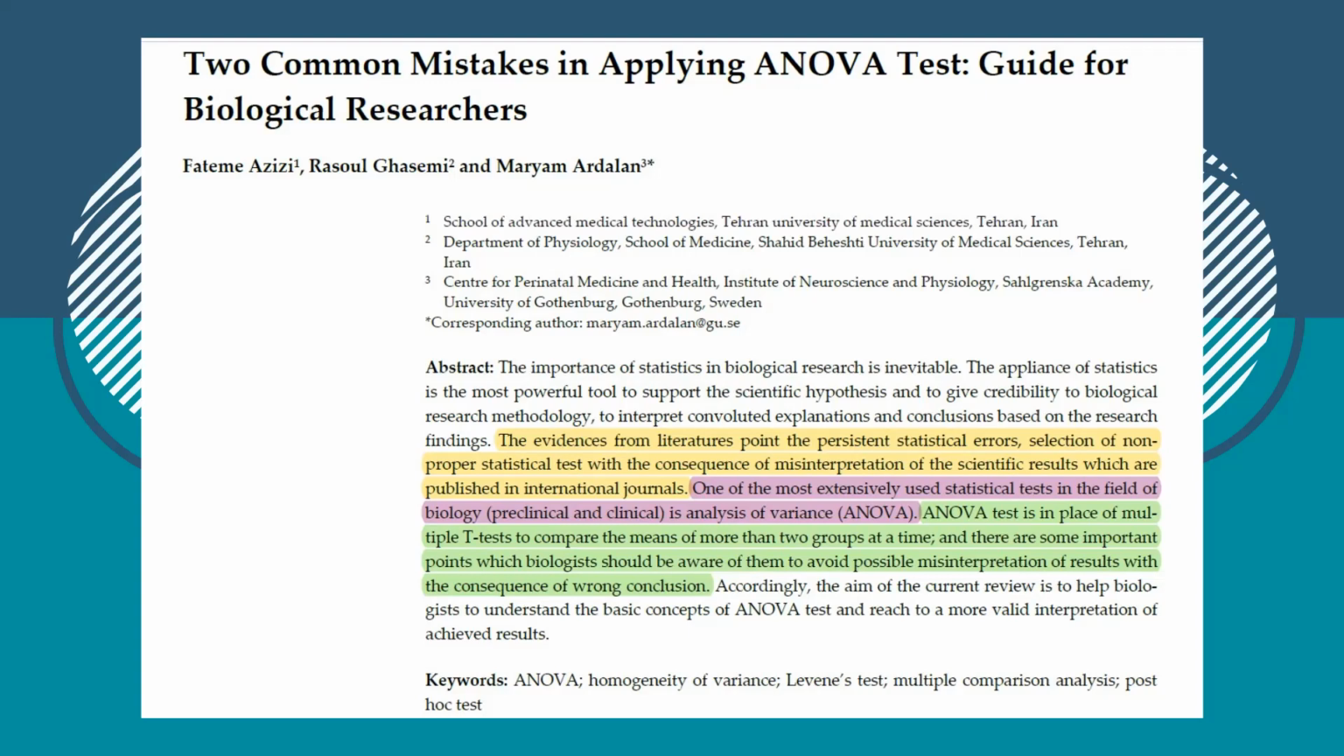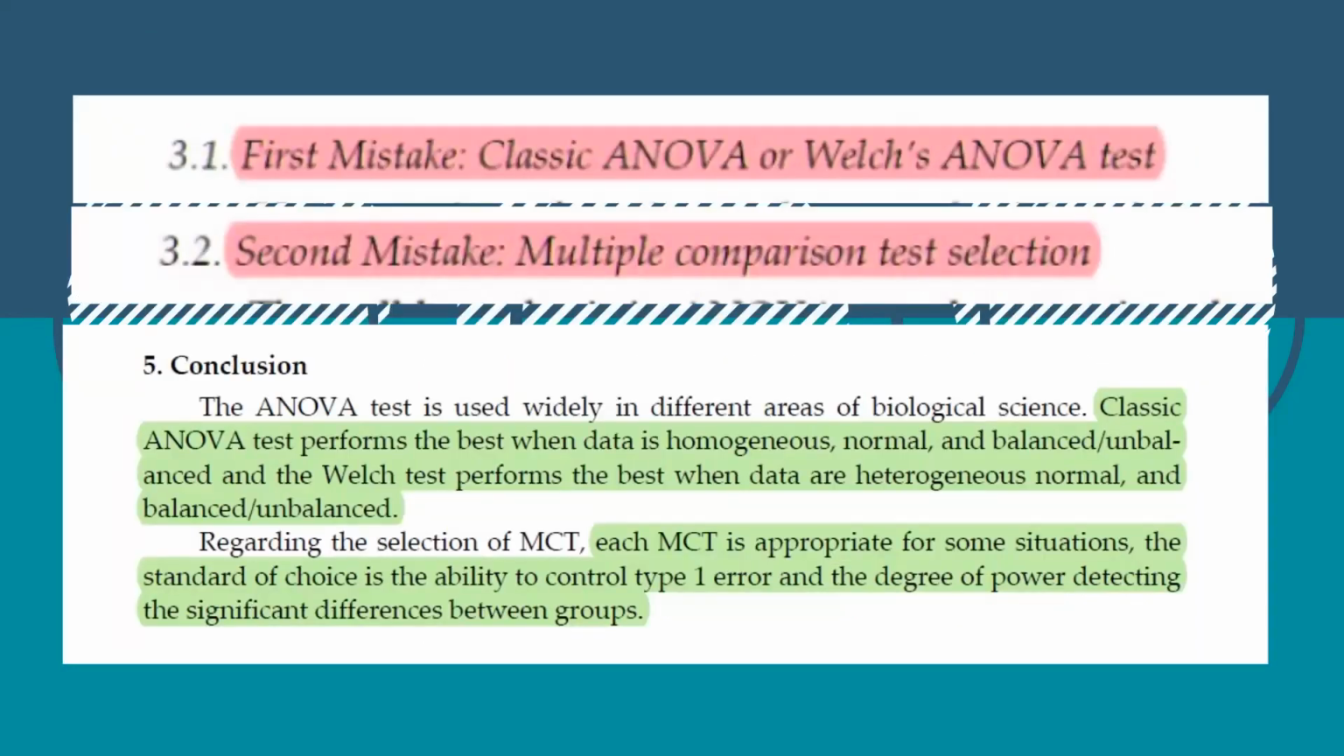One of the most extensively used statistical tests in the field of biology, preclinical and clinical, is analysis of variance, which is ANOVA. The ANOVA test is used in place of multiple t-tests to compare the means of more than two groups at a time, and hence there are some important points which biologists should be aware of to avoid misinterpretation of results with the consequence of wrong conclusions. The first mistake is identified as using the classic ANOVA or the Welch ANOVA test, and the second mistake is the multiple comparison test selection.